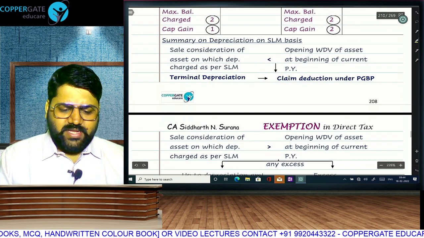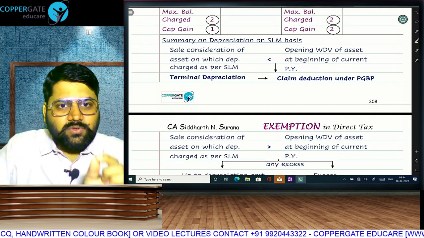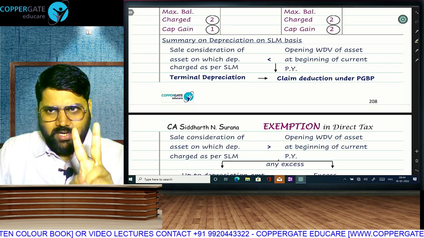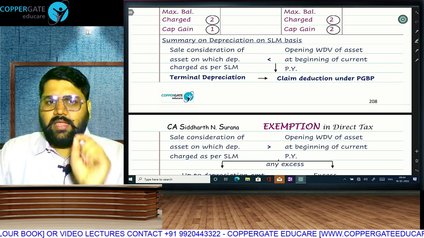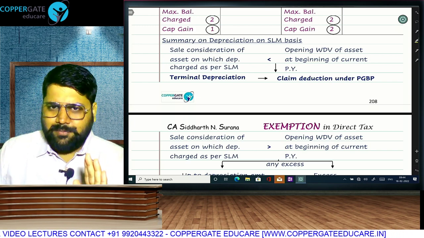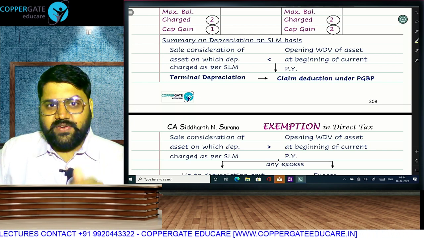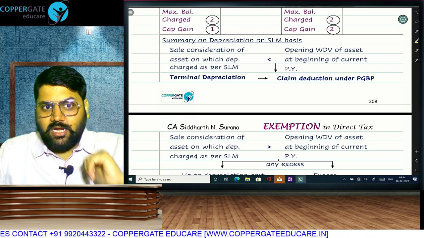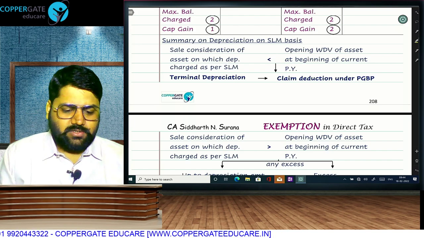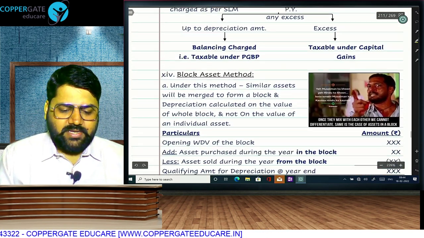Basically the summary is that if you sell your asset which is falling in the SLM depreciation, only power generation, only tangible and optional, then if the selling price is less than WDV, the difference will be terminal depreciation allowed as a deduction. If it is more than WDV, then up to the original cost it will be taxable as PGBP, called balancing charge, and more than the original cost will be taxable under capital gains.